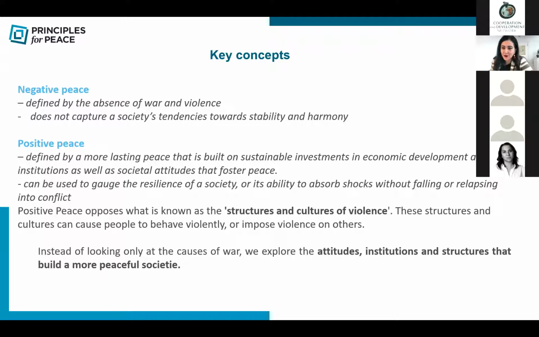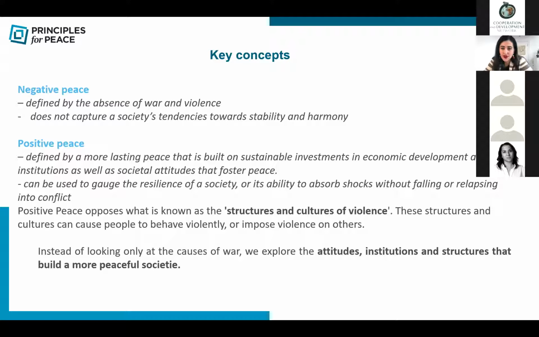And when it comes to the definitions around peace, it was really interesting to hear you and see what you've also written. The first definition is the definition that Ricardo shared, which is what we call negative peace. And this notion of negative and positive peace was first introduced by this very good academic, Johan Galtung. And he did a lot of literature around when we talk about peace, what does it mean? And negative peace is mainly defined by the absence of war and violence.